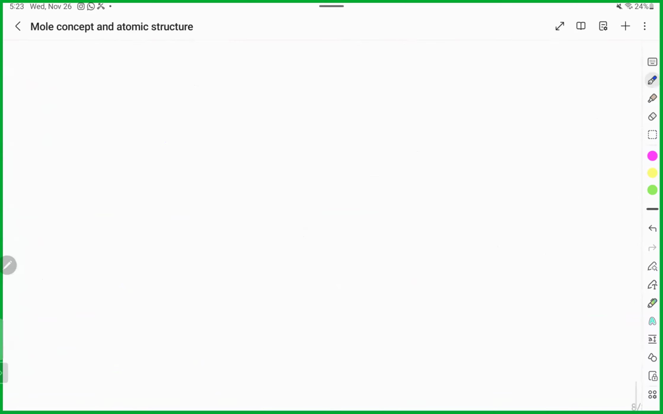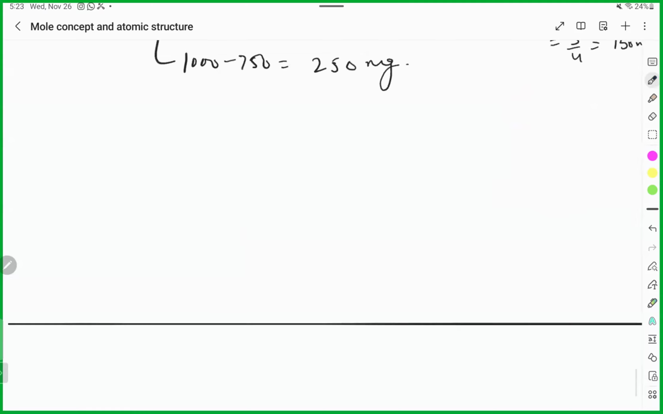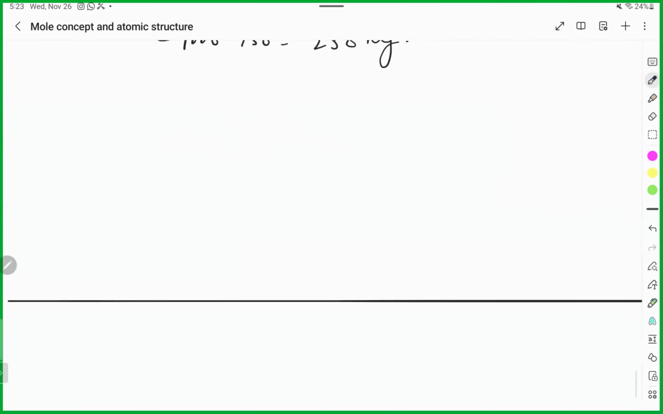So, what is the most important part in this chapter according to NCERT? Let me quickly revise. Sir, I have one doubt in an NCERT question on the limiting reagent. Definitely, I'll take NCERT up.